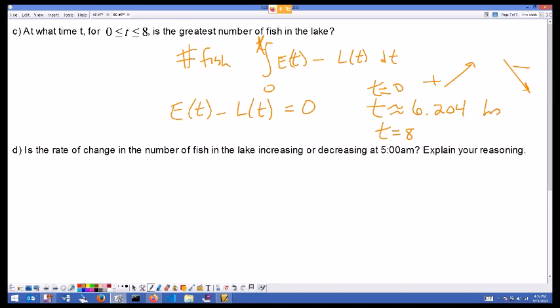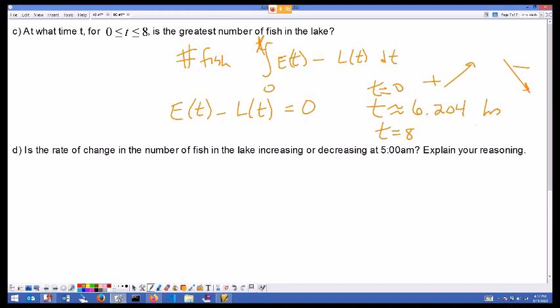To check which one is actually the greatest number of fish, because you have 3 times, right? And you need to find the absolute maximum. So would you have to use that integral expression, the first expression you wrote, to plug it in and see which number of fish is the greatest? You could, or you can just plug in E of t minus L of t as your derivative and say that the derivative was positive at t equals 0 and negative at t equals 8.